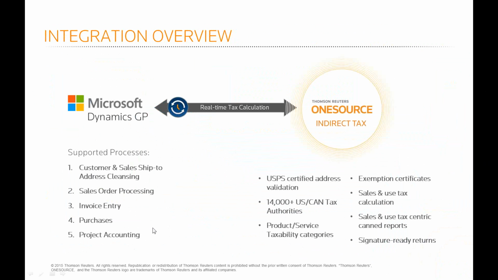In regards to the order to cash side of the fence, we support transactions like sales orders, invoice entry, and it's important to notice that besides order to cash transactions, we also support purchasing and project accounting, which are huge differentiators. On the ONESOURCE side of the fence, we support features that we have been talking through our presentation. All the authorities for the products and services, exception certificates, and more.